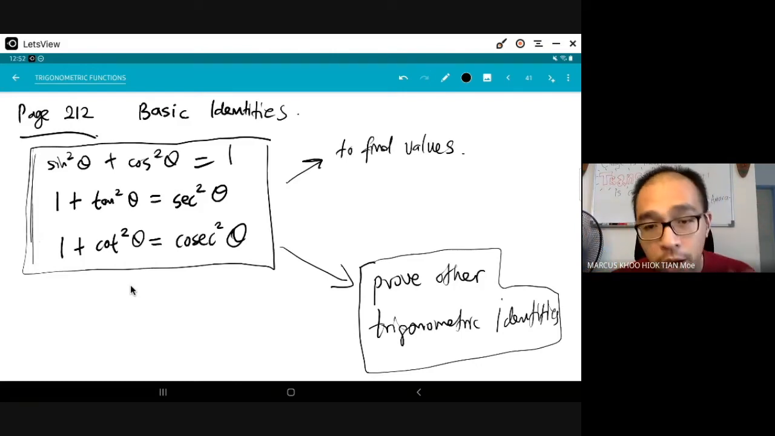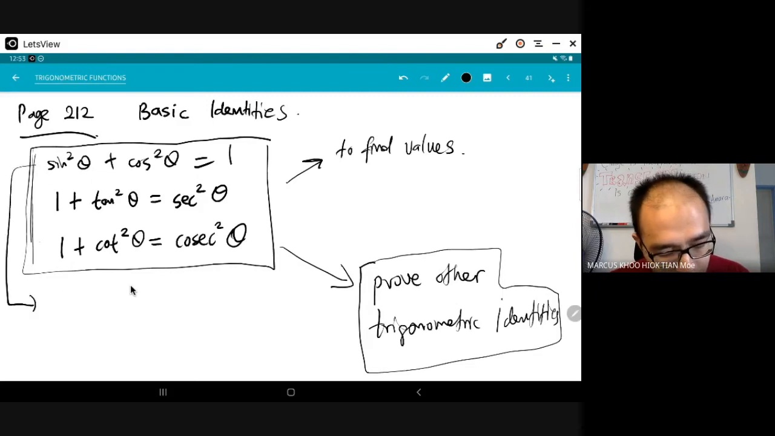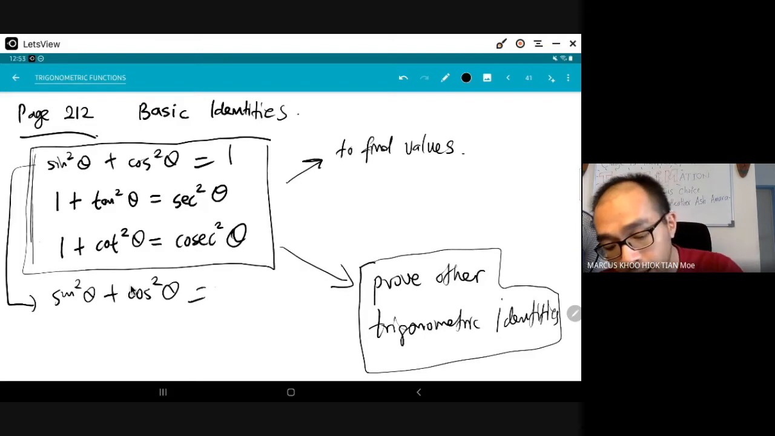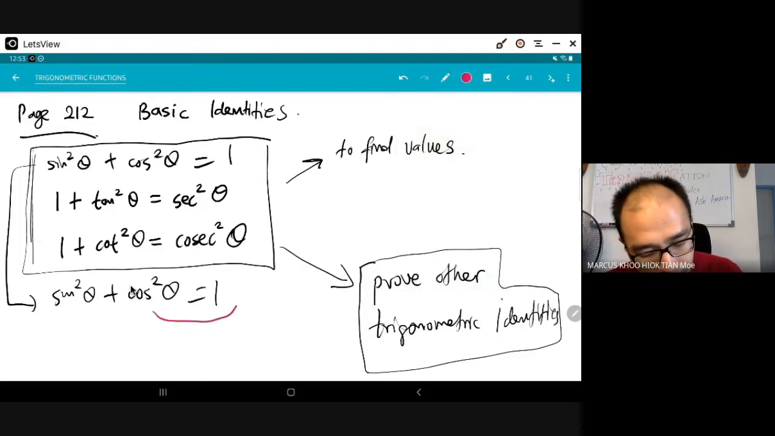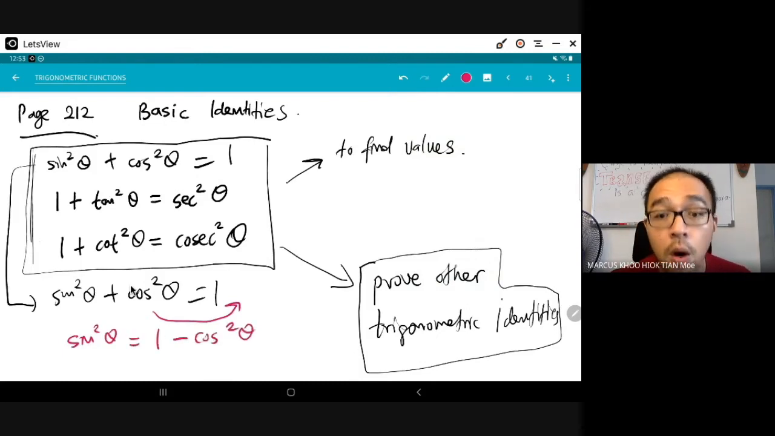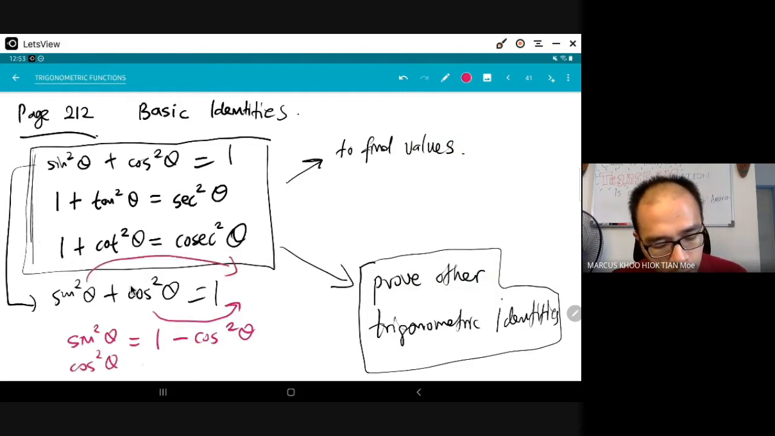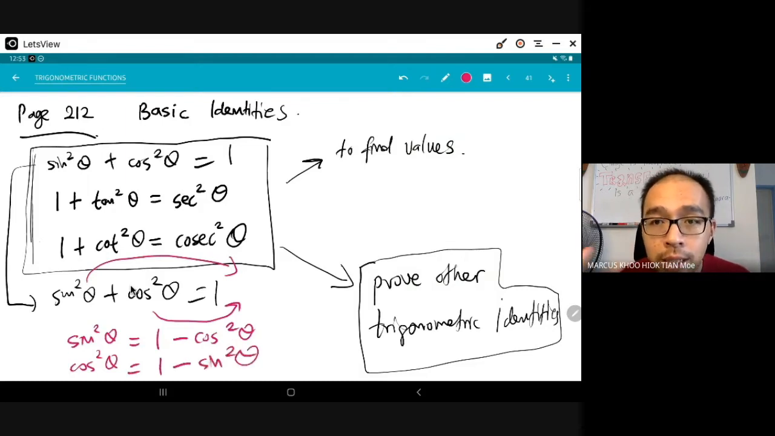Now, one thing we have to remember about these basic identities, it is interchangeable. For example, sine squared theta plus cos squared theta equals to 1. I can bring the cos squared across to become sine squared theta equals to 1 minus cos squared theta. Or I can bring the sine across and I can make it cos squared theta equals to 1 minus sine squared theta. So we need to learn how to look at this as fluidly as we can.